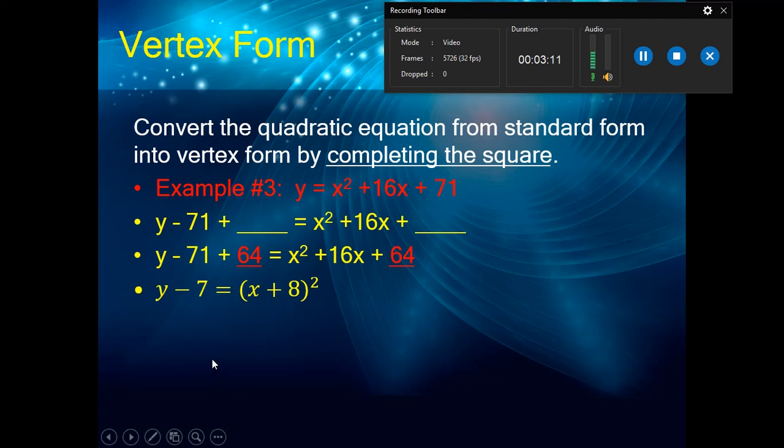The last step is to add 7 to both sides so that y is all alone. And now our equation is in vertex form. We can now extract the vertex from it, and the vertex is located at -8, +7.